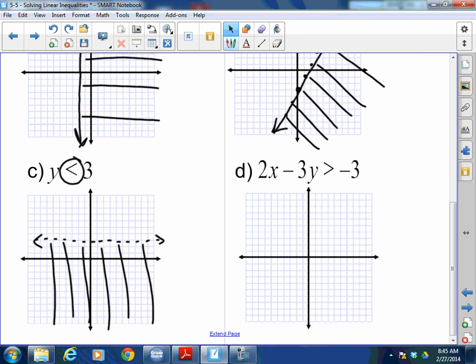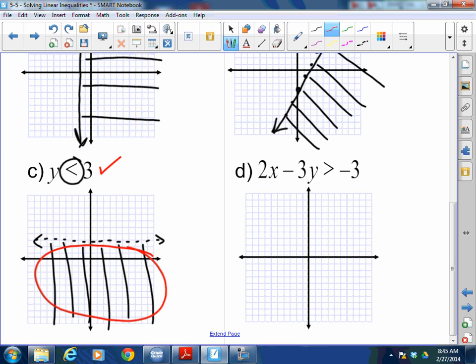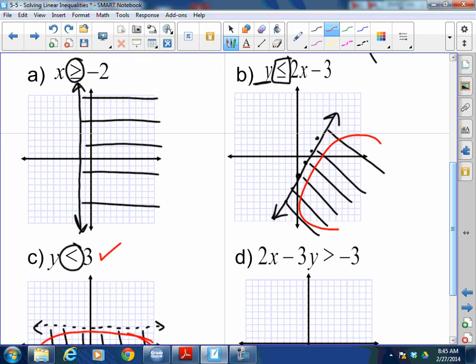So what does this mean? That means that every single value in here will make this true. That's what the shading means. And I'll prove it. Let's check 1, 2, 3, 4, 5, 6, negative 4. If I'm right, that has to be a solution.